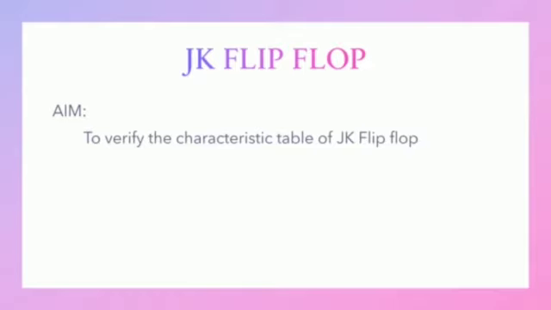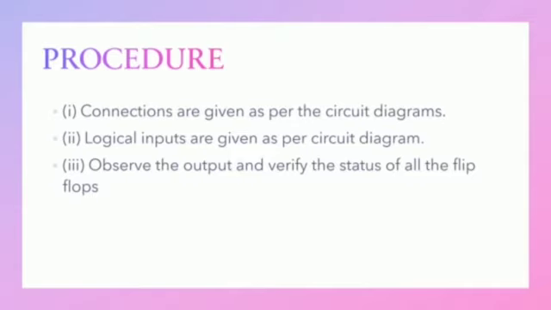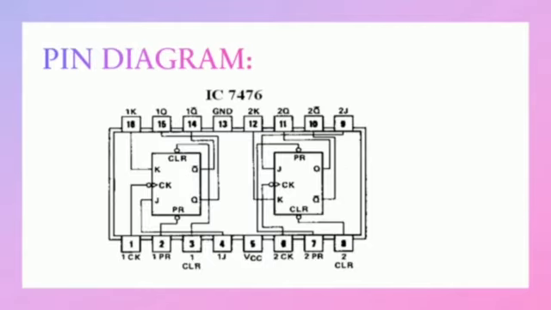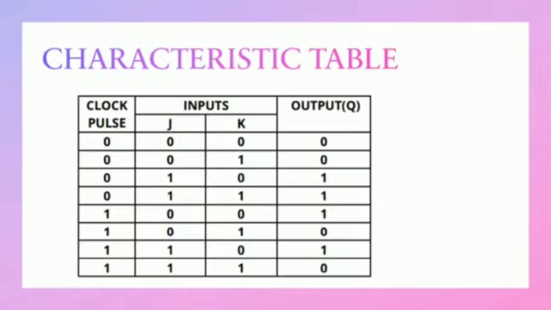And coming to the JK flip-flop, the aim is to verify the characteristic table of the JK flip-flop. The procedure is that connections are given as per the circuit diagram, and the logical inputs are given, and we have to observe the output and verify the status of all the flip-flops. Here the input variables are J and K, and the output variable is Q. And this is the logic symbol for the JK flip-flop, and this is the pin diagram of the JK flip-flop.